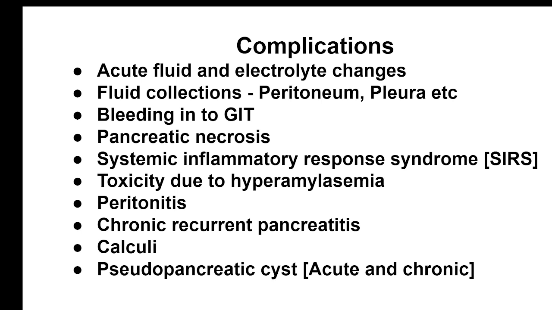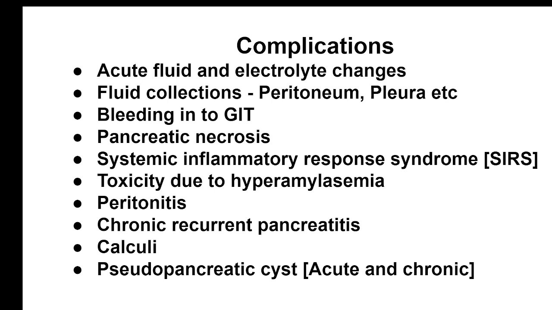The common complications which can occur due to pancreatitis are acute fluid and electrolyte changes, fluid collections in the peritoneum and pleura, which can result later in cyst formation, bleeding into the gastrointestinal tract, necrosis of the pancreas resulting in a total pancreatic failure, and systemic inflammatory response syndrome where multi-organ involvement would occur, which is again an acute emergency. The patient needs to be treated in ICU, or it could be fatal.